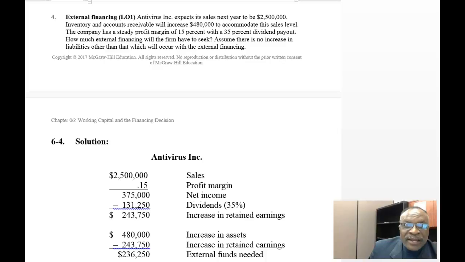It says external financing. Antivirus Incorporated expects its sales next year to be 2.5 million. Inventory and account receivable will increase 480,000 to accommodate this sales level. The company has a steady profit margin of 15% with a 35% dividend payout. How much external financing will the firm have to seek? Assume there is no increase in liabilities other than that which will occur with the external financing.